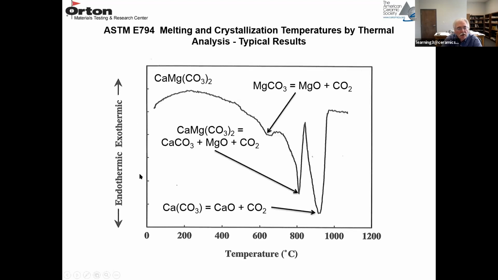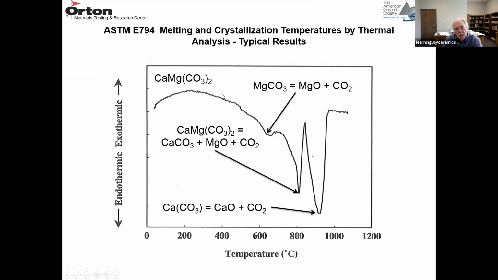So a typical result, this is exothermic, this is endothermic, and this is temperature. CaMgCO3, that's dolomite. That's a refractory material we'll talk about on Monday. It's a solid solution of carbonates, CaCO3 and MgCO3. There's two carbonates in solid solution.